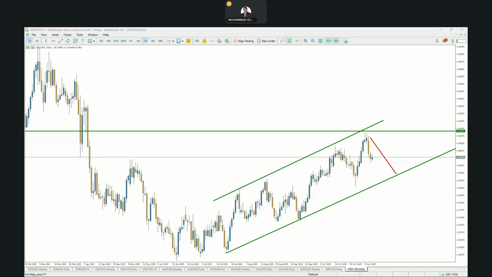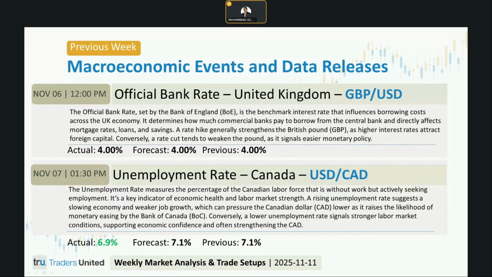So the unemployment rate we got is 6.9%. That's the actual outcome we got, which means a stronger labor report supports the CAD by showing economic resilience and reducing the odds of rate cuts. And the market reaction we got is that the USD CAD moved down, reflecting the Canadian dollar strength.